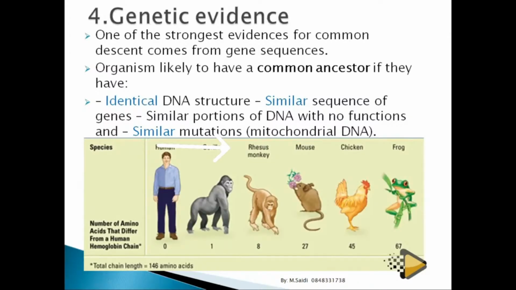So basically, that is genetic evidence. It shows that if you have similarities, then it means that you have lines of descent. Is it clear?